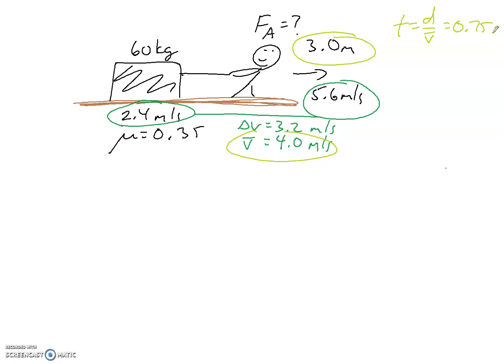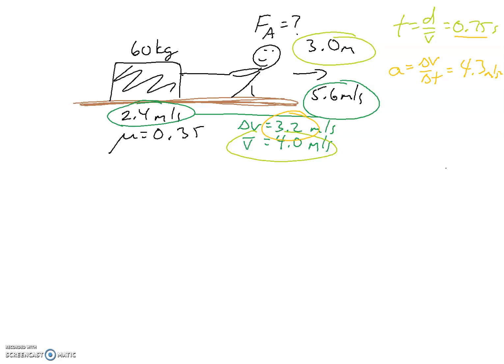Alright, well, now that I've got that, I can use my time and my delta v to find my acceleration. So the acceleration would be the change in v over change in t. So I'll use my 3.2, I'll divide that by my 0.75, and I will have my acceleration. And that will give me about 4.3 meters per second squared.